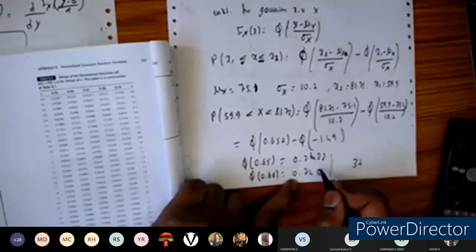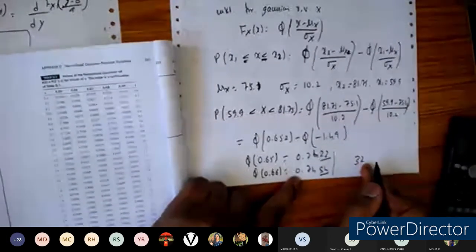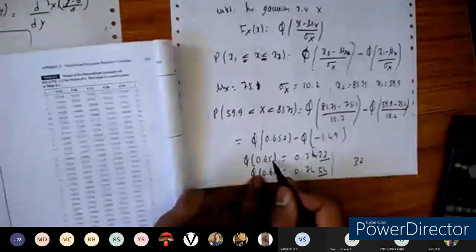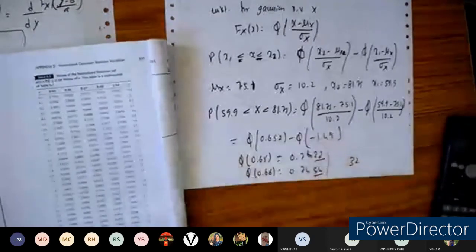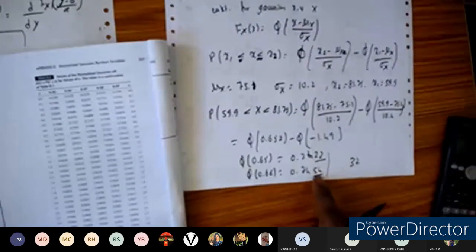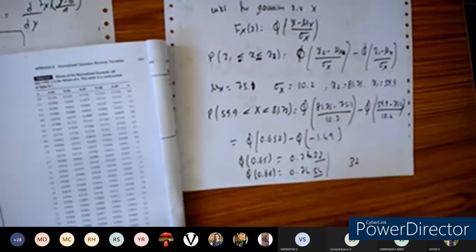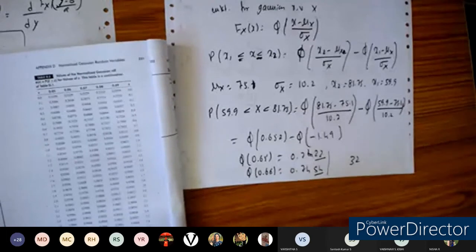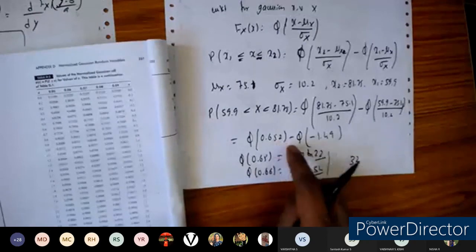So 32 units. I'm going to take the last two decimals. This is nothing but 32 units here. So the difference between 0.65 and 0.66 is this, and we want 0.652 here. So what we can do is approximate. It is 0.7422, and the next one is 0.7455. So the difference is 32. Yeah, the difference is 32 here.